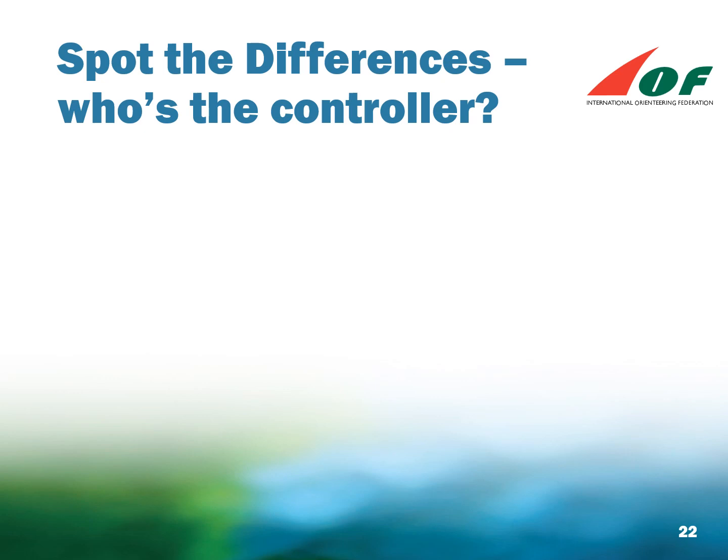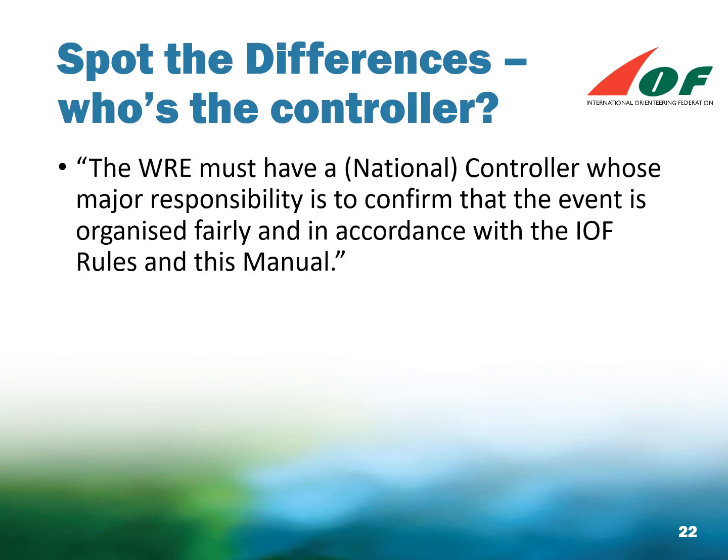Just as for every event, each World Ranking event has someone responsible for quality control, and a World Ranking event has 2 individuals who share this responsibility. The World Ranking Event Manual states that the World Ranking event must have a controller, called the National Controller by some federations, whose major responsibility is to confirm that the event is organised fairly and in accordance with the IOF rules and this manual. It goes on to state that the controller approves courses and their fairness, approves every control site via visits, and approves control descriptions and their production.